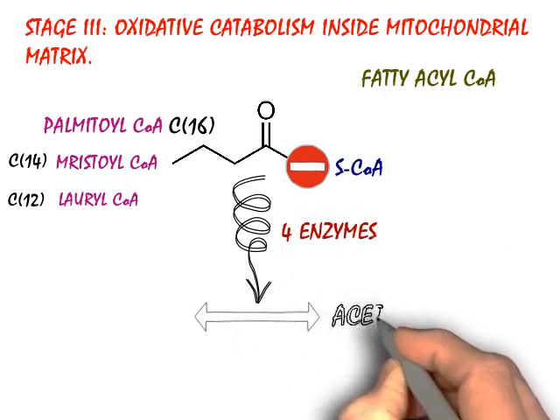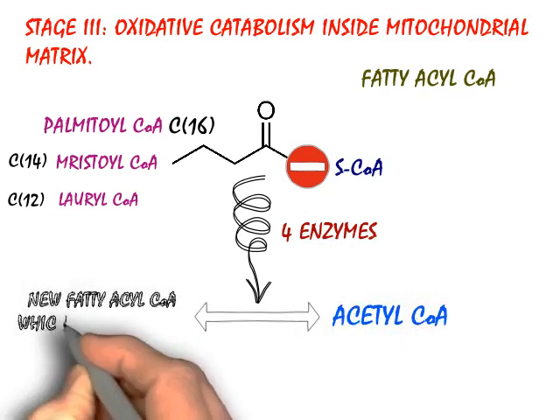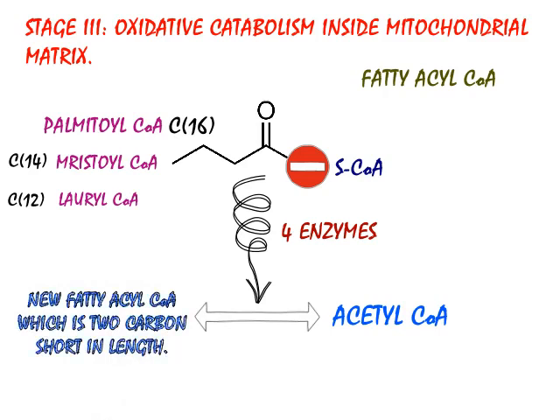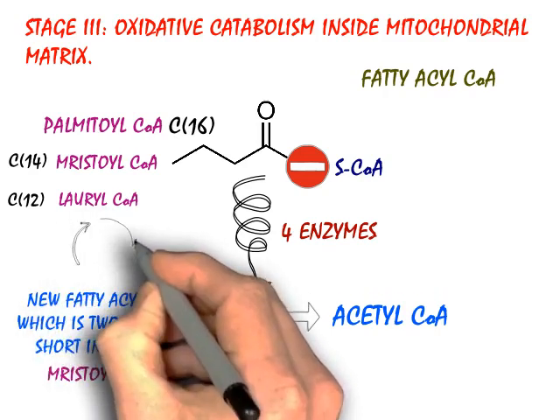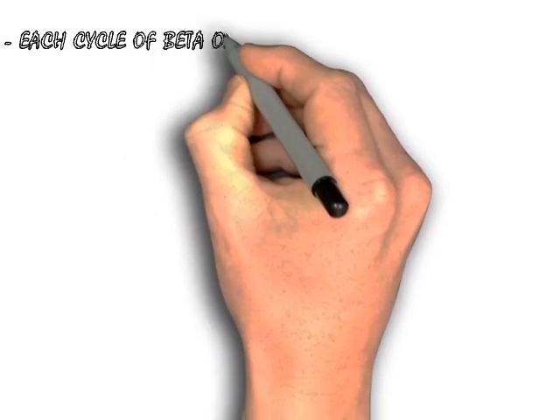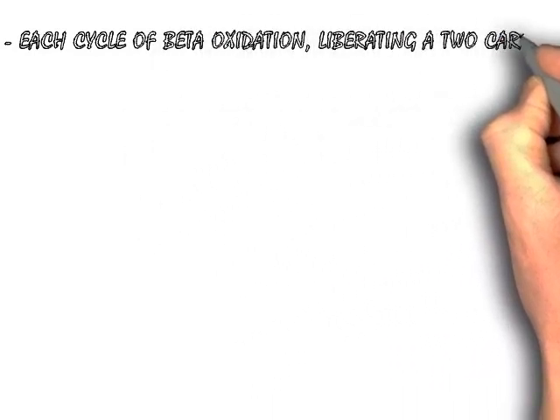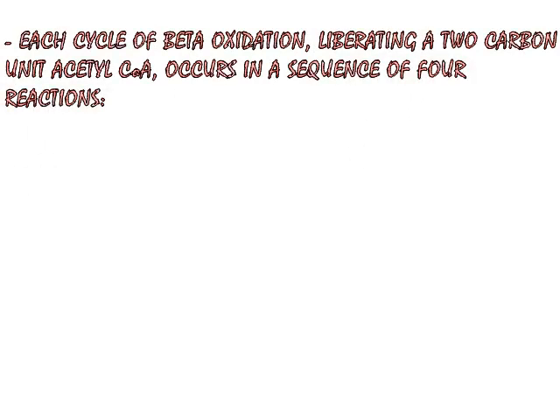So it forms one molecule of acetyl-CoA and a new fatty acyl-CoA, which is 2 carbons shorter in length. In the case of palmitoyl-CoA, it will be myristoyl-CoA. This myristoyl-CoA re-enters until it is completely utilized. Each cycle of beta-oxidation liberates a 2 carbon unit, acyl-CoA, and occurs in a sequence of 4 reactions.